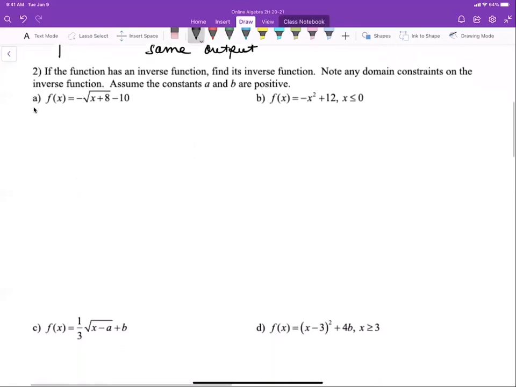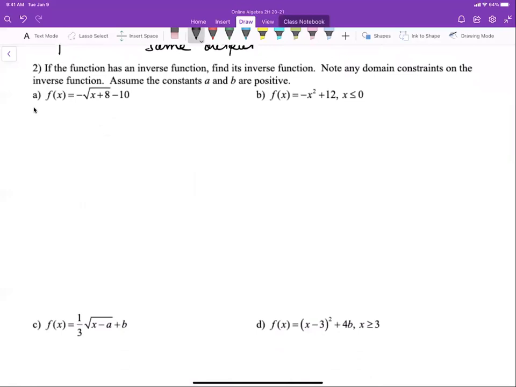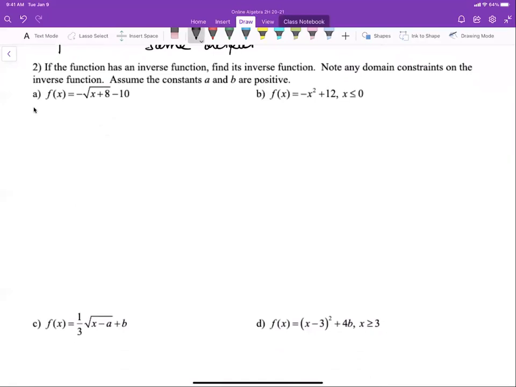All right, 2, if the function has an inverse function, find its inverse function and note any domain constraints on the inverse function. All right, so really it's best if you sketch the original function. So this is a square root function. It has an x-axis reflection shifted to the left 8, down 10. So it looks maybe something like this. And that would be at -8 comma -10. And the domain is x has to be greater than or equal to -8. And the range y has to be less than or equal to -10.